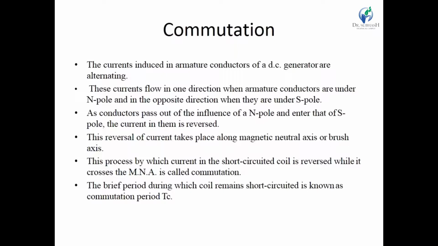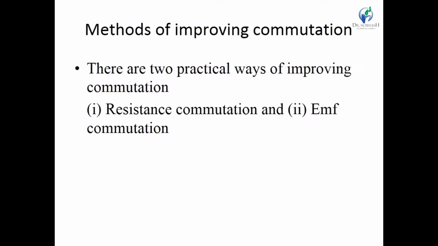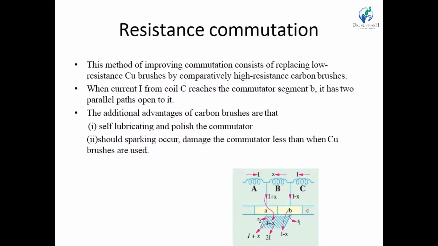Now we discuss the methods of improving the commutation. Improving the commutation means a sudden reversal of current during the commutation interval, and hence no sparking taking place in the brushes. There are practical methods to improve the commutation. There are two main methods. The first one is resistance commutation and the second one is EMF commutation. We discuss all methods in detail.